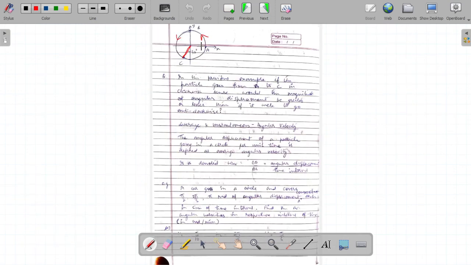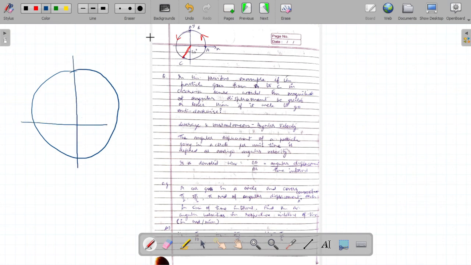Angular displacement of the particle when it is going from point A to B. So we know that this angle is 90 degree, right? So angular displacement for the particle going from A to B in anti-clockwise sense is pi by 2 radians, that we know. And now the particle goes from point B to C, this angle is 30 degree.